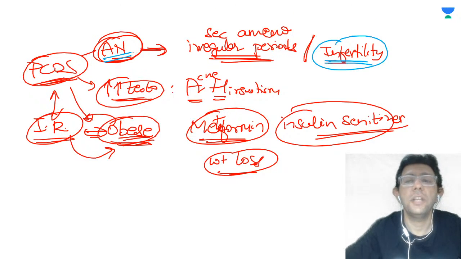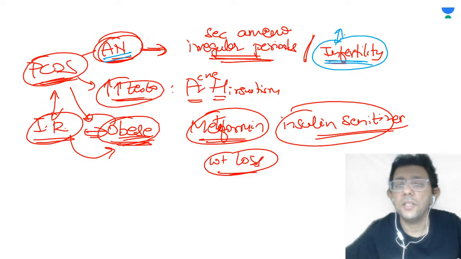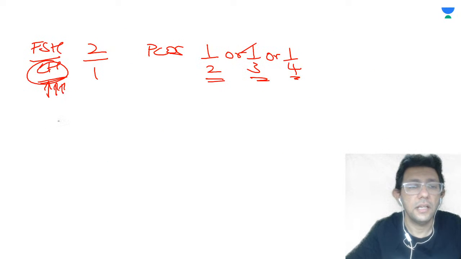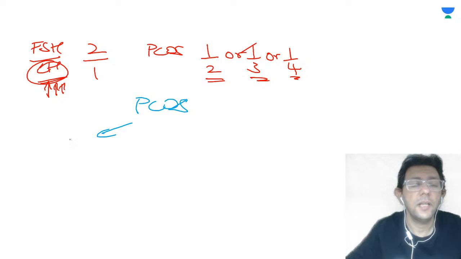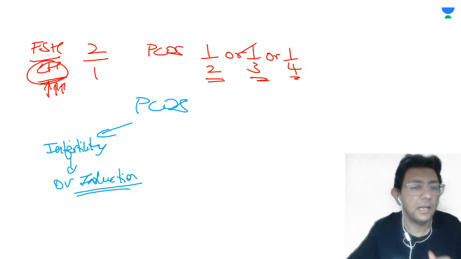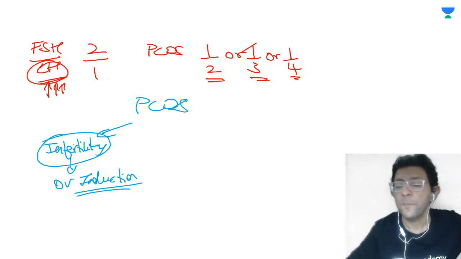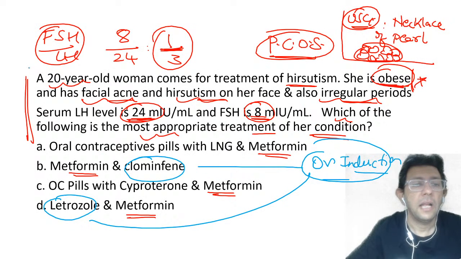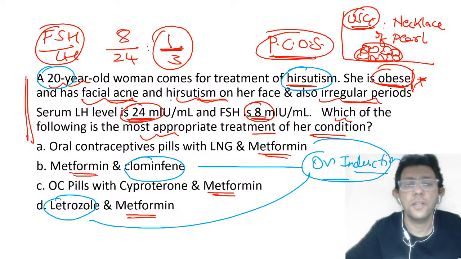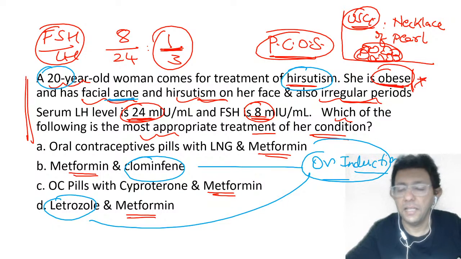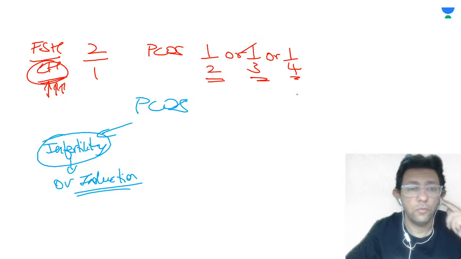Because of anovulation. So when a patient of PCOD comes to me with infertility, that is the time that I would like to go for ovulation induction medicines. Yes or no? When there is infertility. That's not the case over here. Clearly our patient is a 20-year-old girl and she has come to us for treatment of hirsutism, acne and irregular periods. So the best treatment for infertile patients is ovulation induction.